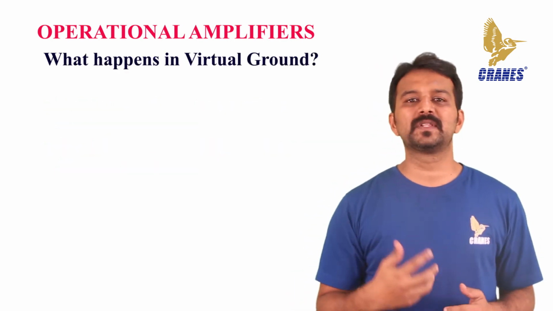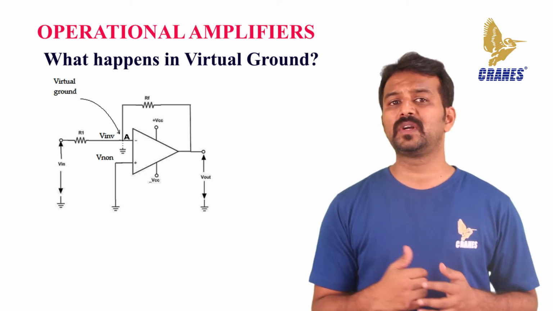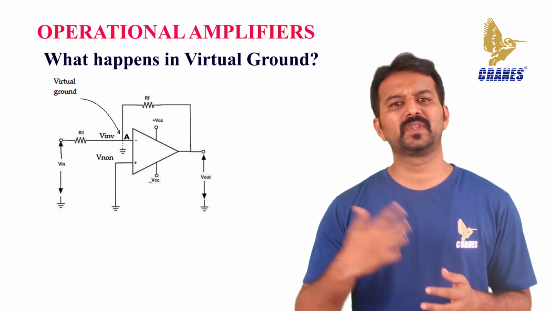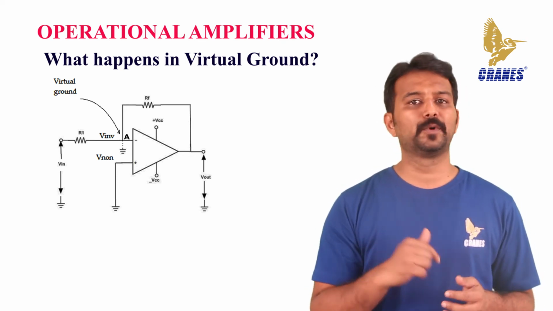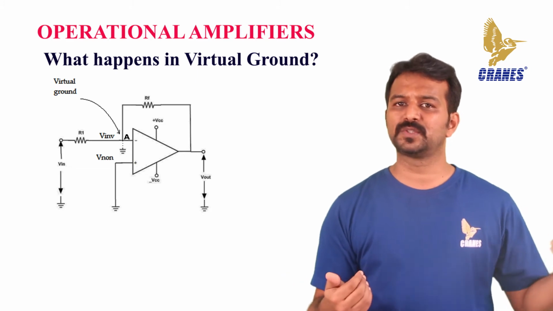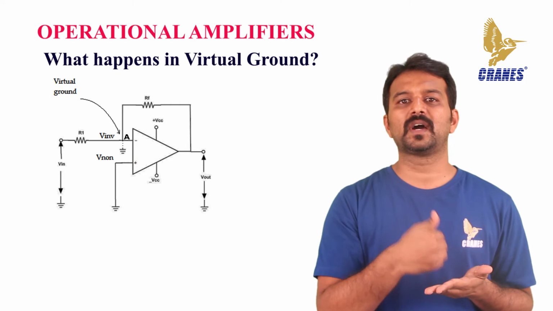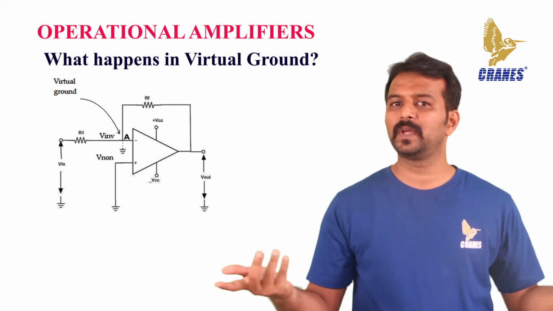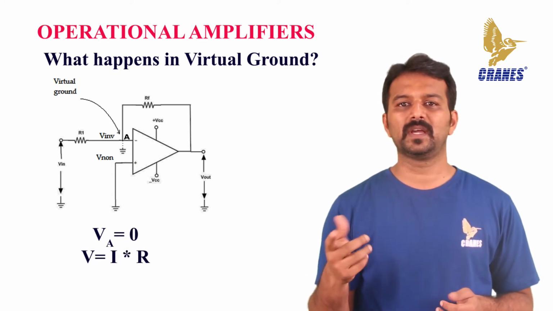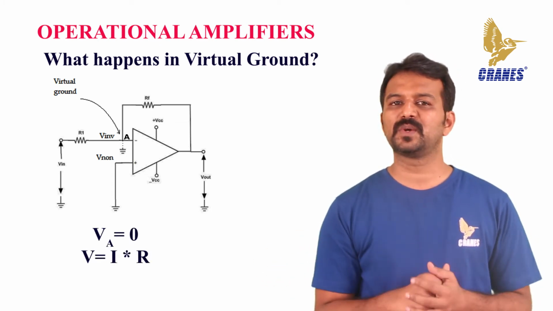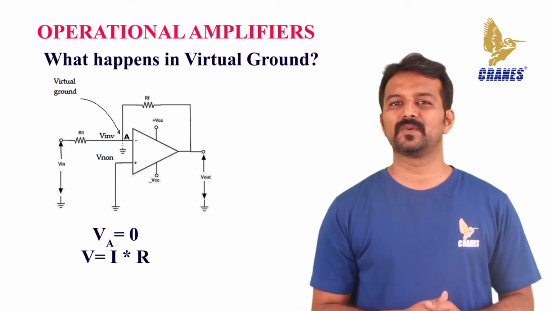So let's look at what happens in a virtual ground. The virtual ground concept considers an inverting op amp configuration with negative feedback. Referring to the ideal op amp parameters, input impedance is infinity, so ideally there is no current flowing through the op amp. As there is no current flowing through the op amp, the current flowing through the node A will be 0, and by Ohm's law we could conclude that V is equal to I into R. As I is 0, V will also be 0.